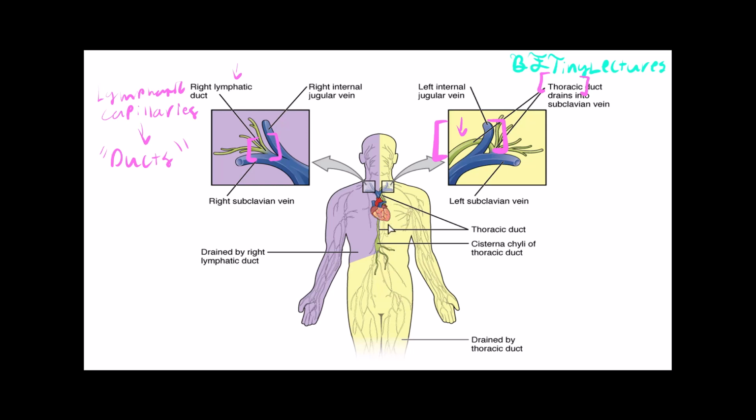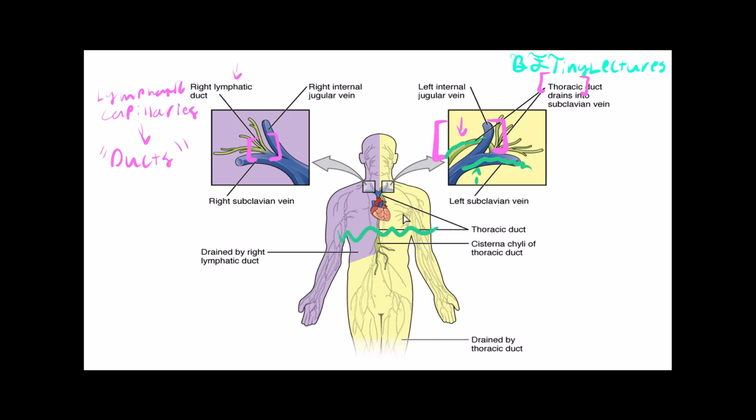Since we're on the left side of the heart, we have to be thicker because there are thicker arteries, there are thicker veins, so there's more fluid coming in. Therefore, we have to have a thicker duct to accommodate that fluid. We have to have a larger duct to accommodate this amount of fluid. And so we're going to call ourselves the thoracic duct. What does thoracic mean? Thoracic just means that we're on the upper part of the body.